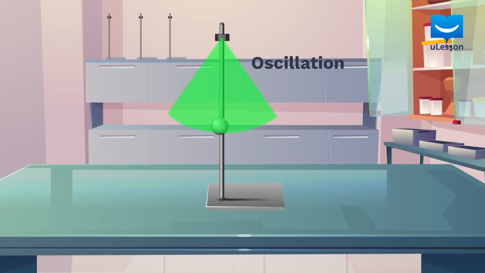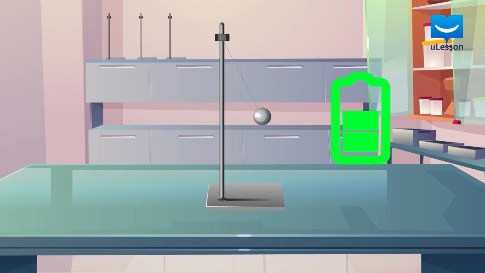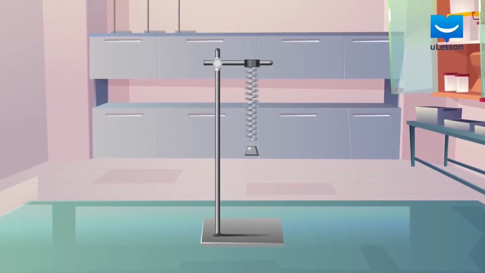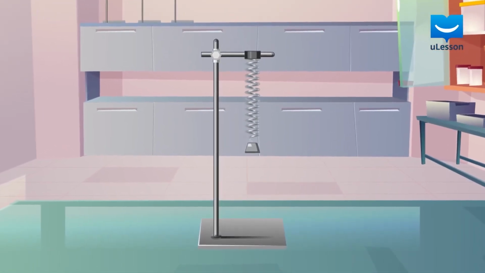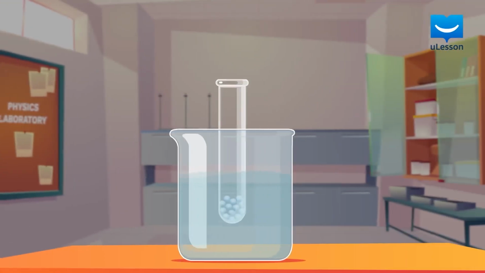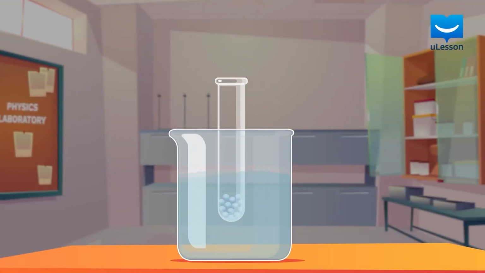Each to and fro movement is called an oscillation. What makes simple harmonic motion different from all other kinds of periodic motion is that the restoring force is proportional to the amount of displacement from the equilibrium position. This property can also be observed in the motion of a spring fixed at one end and the motion of a loaded test tube suspended in water.